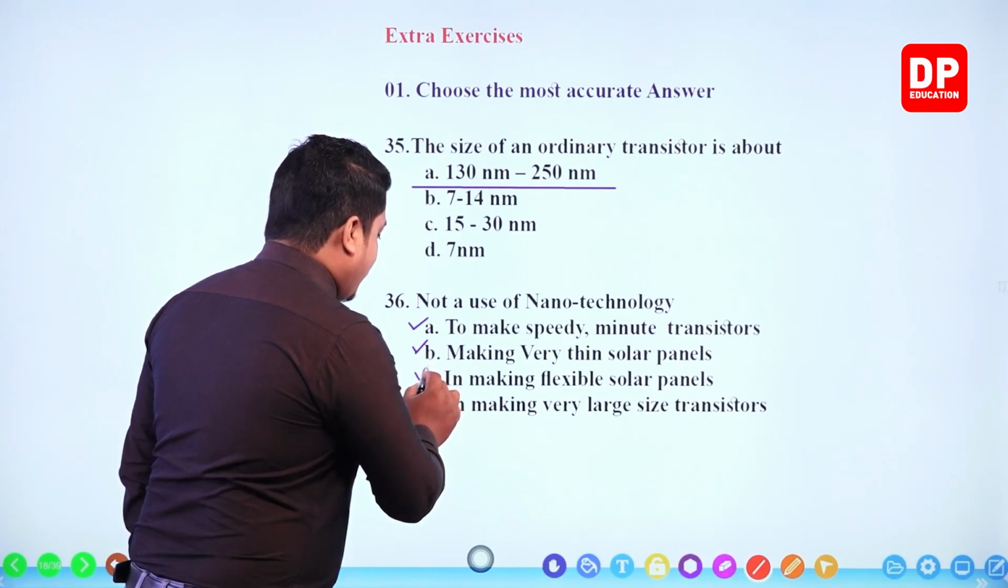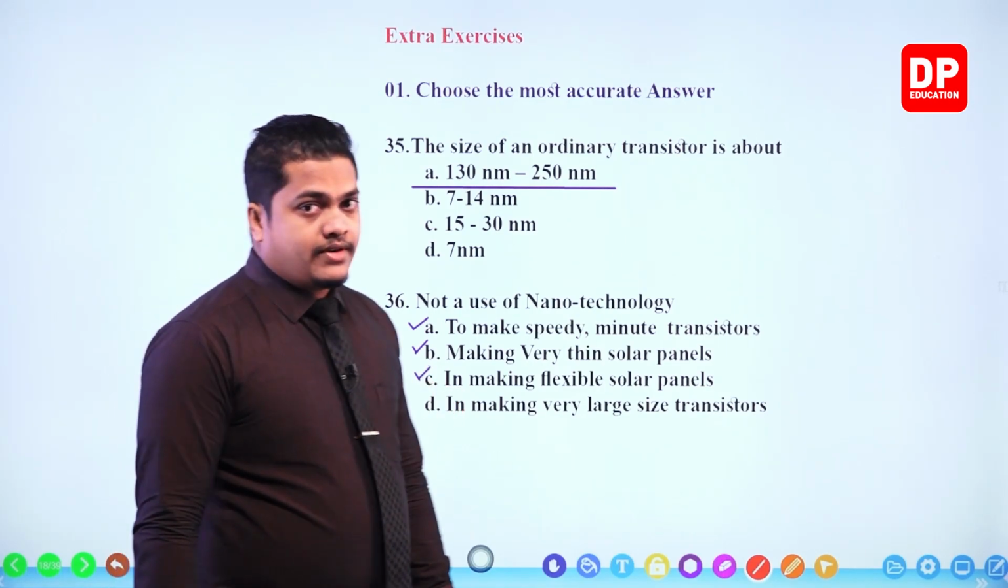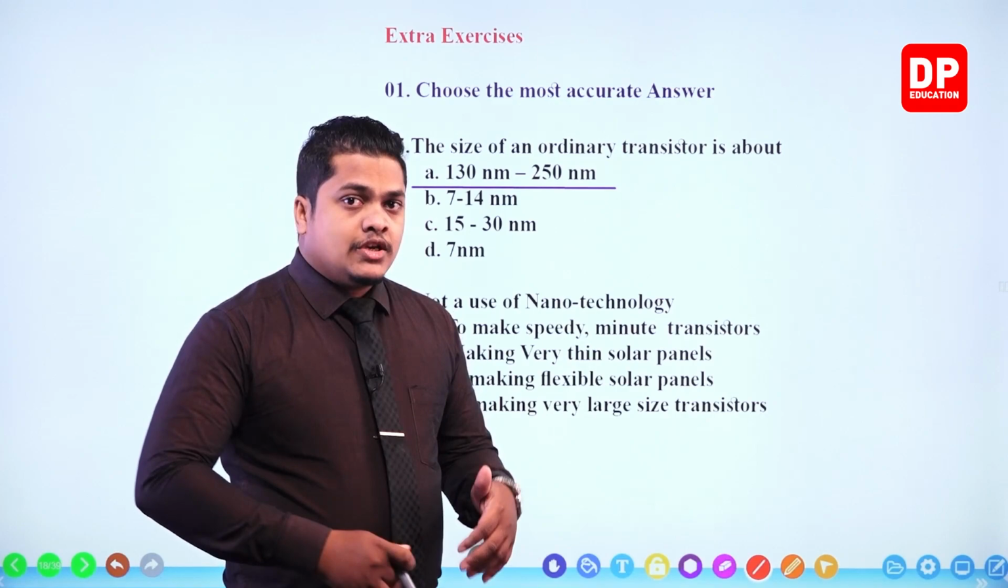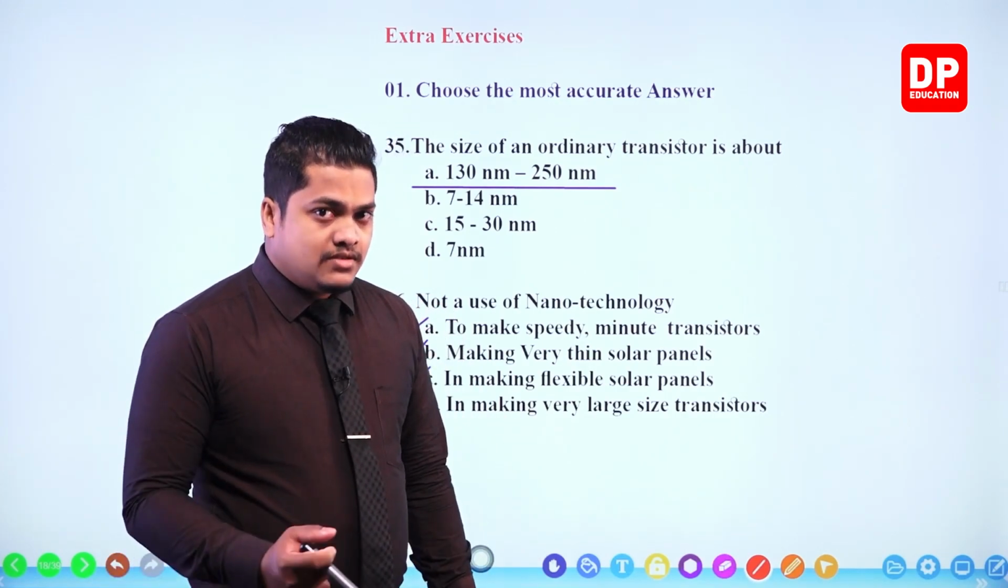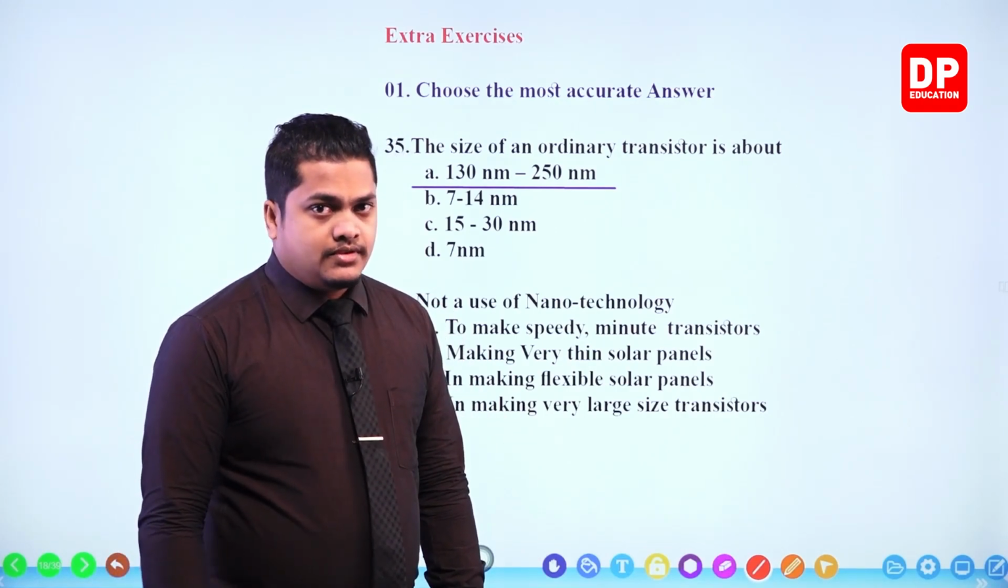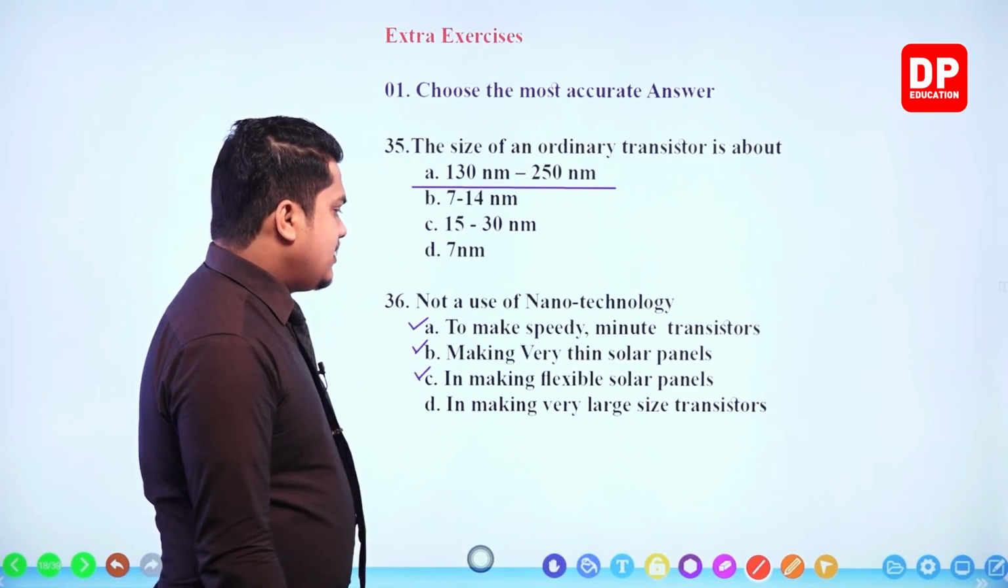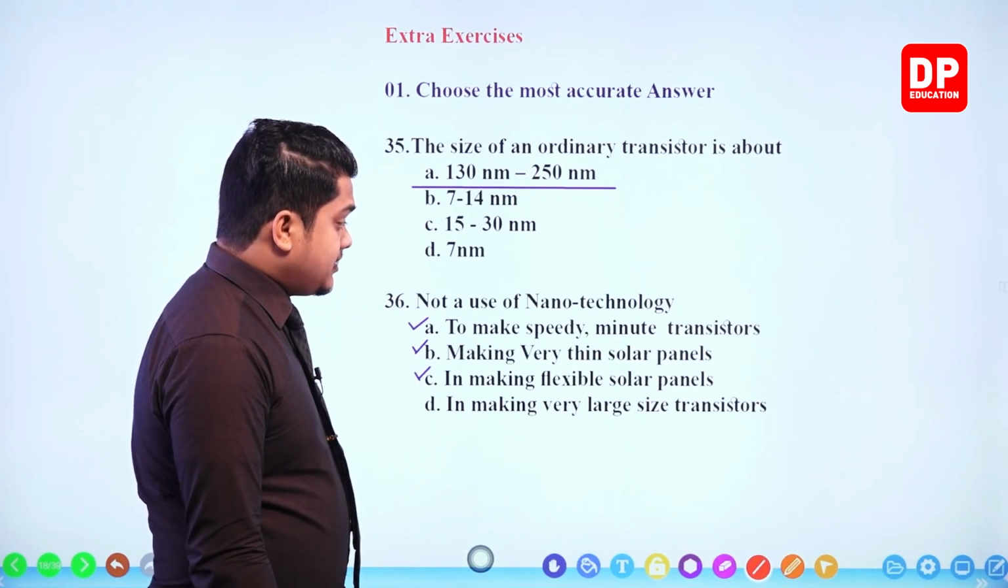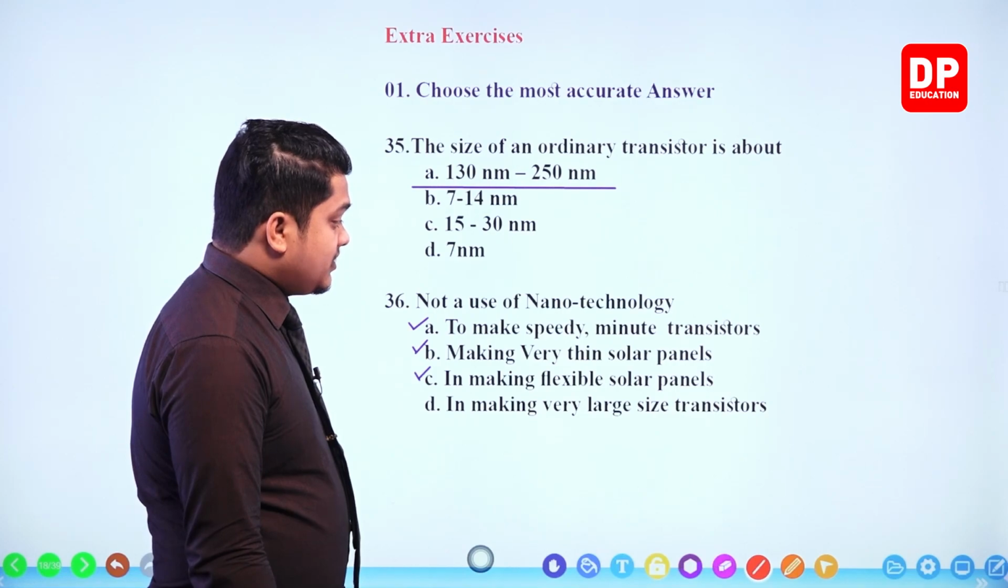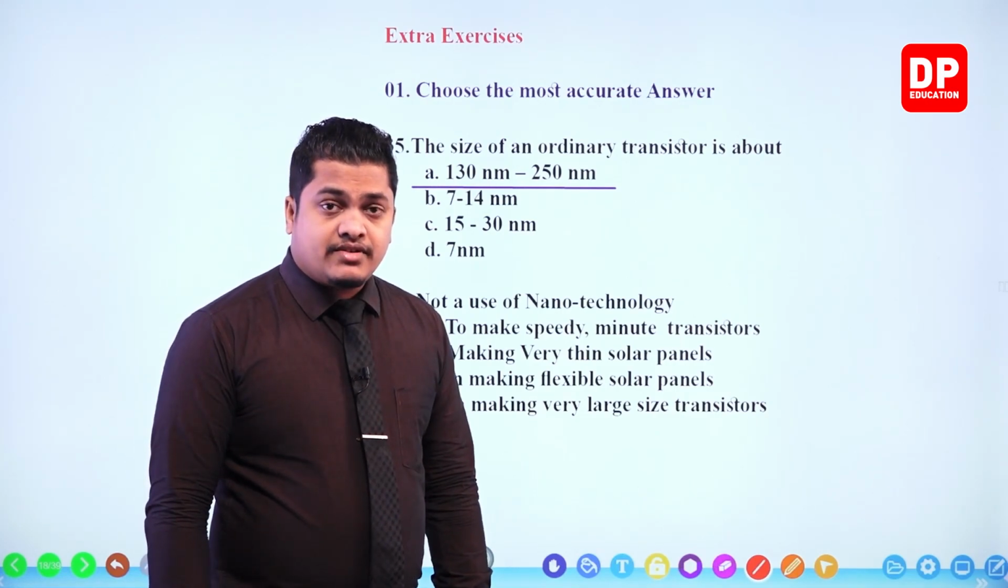Can you remember about the graphene, my dear children? Over there we use the flexibility, right? So to make flexible solar panels, we can utilize nanotechnology. It's correct. Making very large size transistors. What's the point of making a very large size transistor, right?